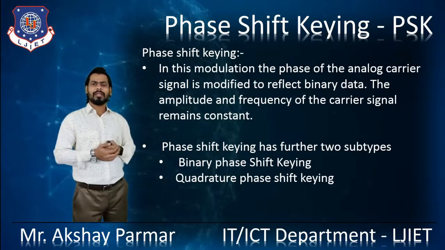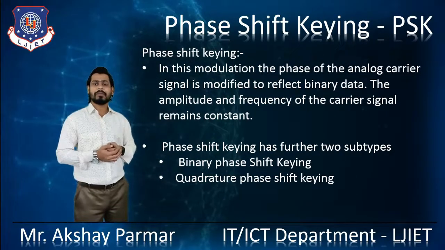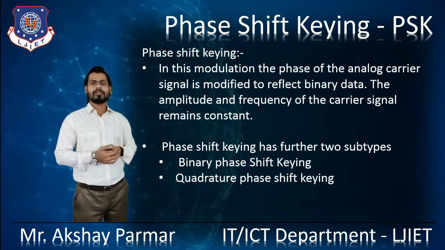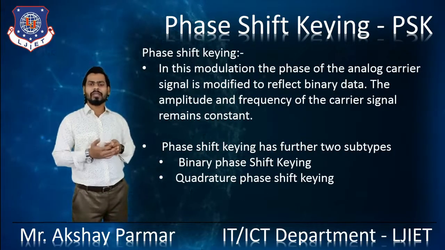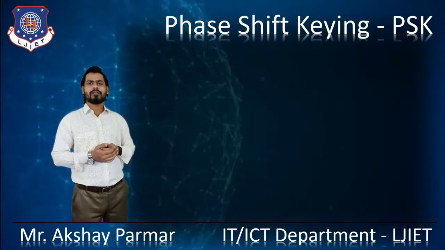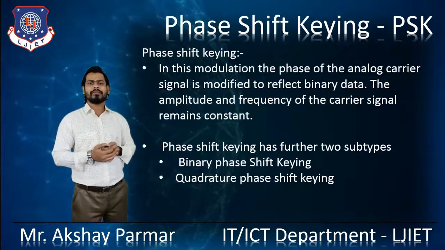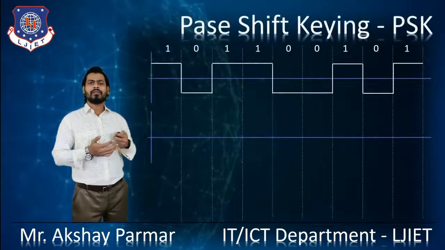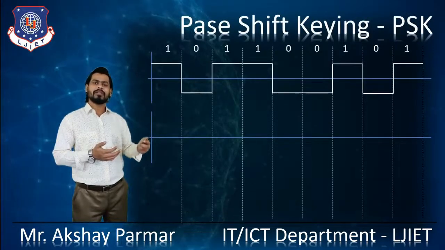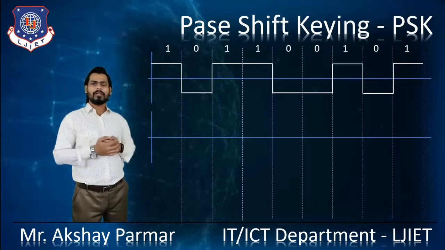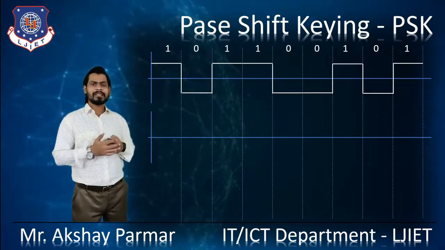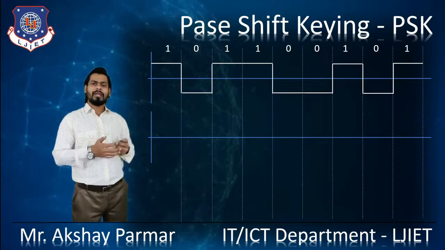So phase shift keying has two further subtypes: binary phase shift keying and quadrature phase shift keying, right? So let's see how phase shift keying works. As we have taken the example of the bit sequence 10 or 11, how is that digital data converted with the help of phase shifting, by just simply changing the phase of that analog signal, right?